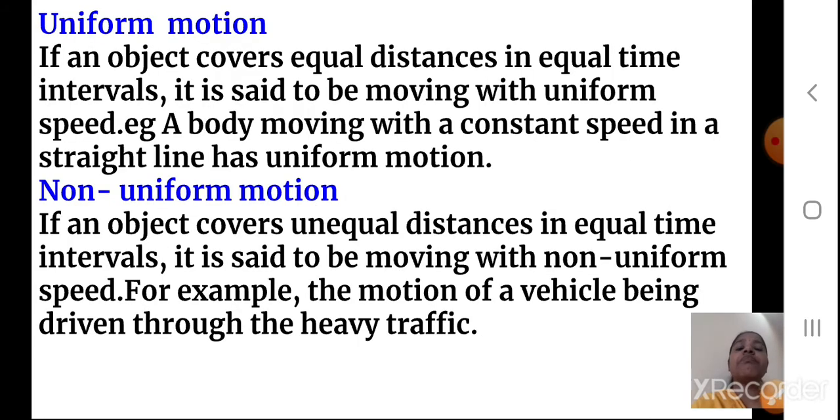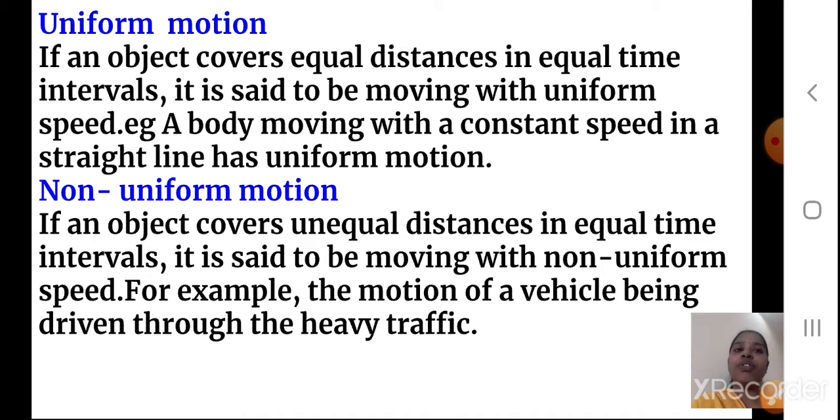Now then we studied the parts of uniform motion and non-uniform motion. Now students, what is a uniform motion? If an object covers equal distances in equal intervals of time, it is said to be moving with a uniform speed or uniform motion. Example, a body moving with a constant speed in a straight line, that is linear motion, has a uniform motion. So if a body is moving with a constant speed, the speed is not changed, and it is covering equal distances in equal intervals of time, we will say that the body is in uniform motion.